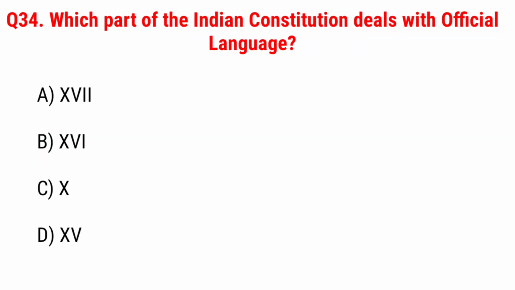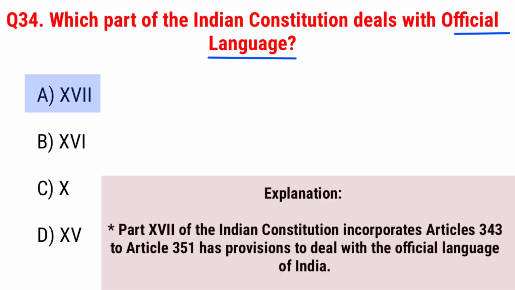Next question. Which part of the Indian Constitution deals with official language? Option A 17, B 16, C 10, D 15. Right answer will be the option A, 17. Explanation. Part 17 of the Indian Constitution, incorporating Article 343 to Article 351, has provisions to deal with the official language of India.